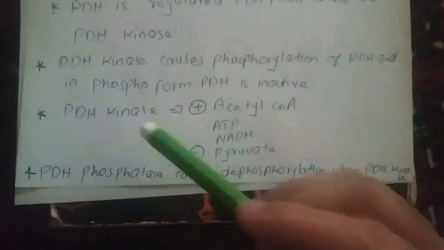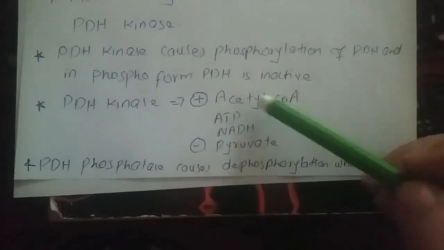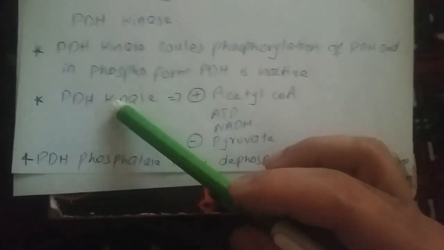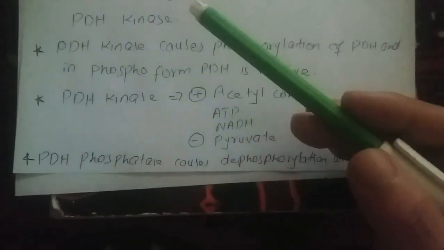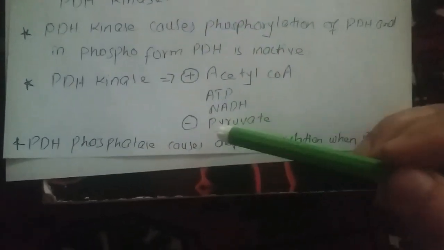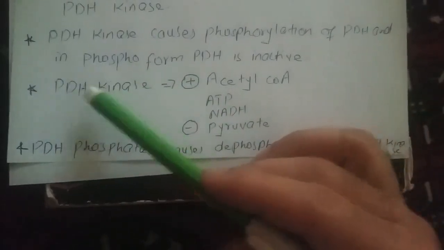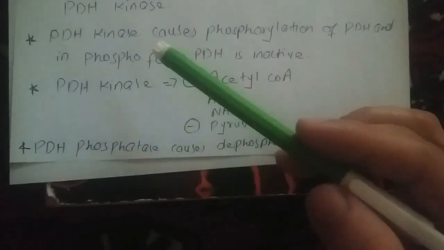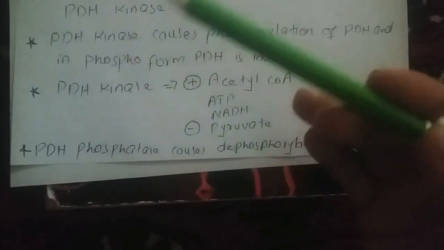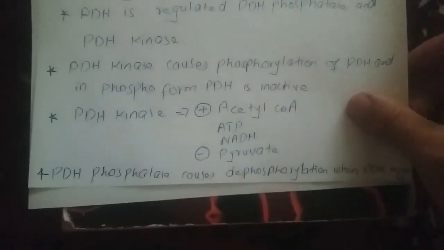Pyruvate dehydrogenase kinase is stimulated by acetyl CoA, ATP, and NADH. These three compounds will stimulate this enzyme, and as a result it will cause phosphorylation of pyruvate dehydrogenase, so pyruvate dehydrogenase will be in inactive form. The pyruvate compound, however, inhibits this kinase. As a result, this enzyme cannot phosphorylate pyruvate dehydrogenase, so pyruvate dehydrogenase will be active and will convert pyruvate into acetyl CoA. So this was the regulation.